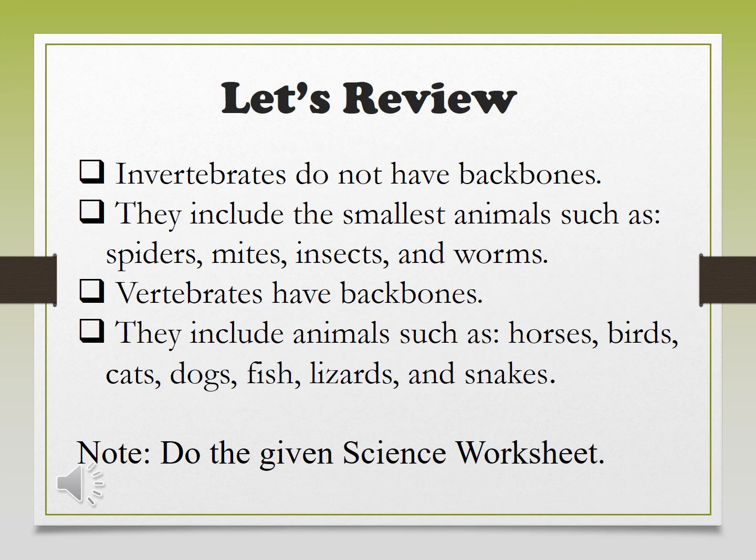Alhamdulillah, we are almost done with today's lesson. Let's review. There are two types of animals: vertebrates and invertebrates. Invertebrates do not have backbones. They include the smallest animals such as spiders, mites, insects, and worms. Vertebrates have backbones. They include animals such as horses, birds, cats, dogs, fish, lizards, snakes, and human beings.